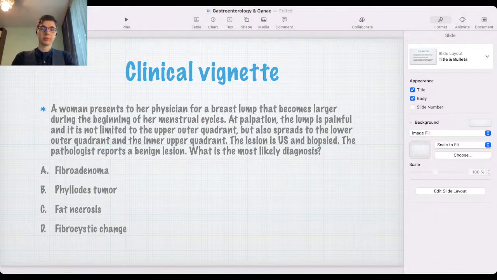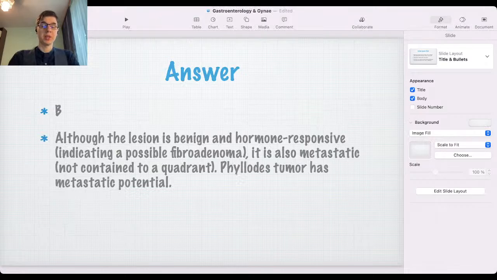So, the answer is B, namely Phyllodes tumor. Although the lesion is benign and hormone responsive, indicating a possible fibroadenoma as Talha answered, it is also locally invasive, meaning that it is not only in the upper outer quadrant, but also invades the lower outer quadrant and the inner upper quadrant. The Phyllodes tumor is the single benign lesion that has local invasive potential.